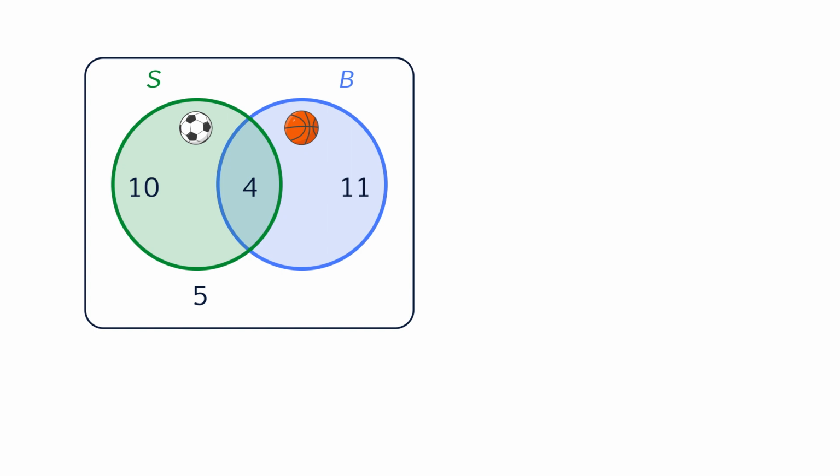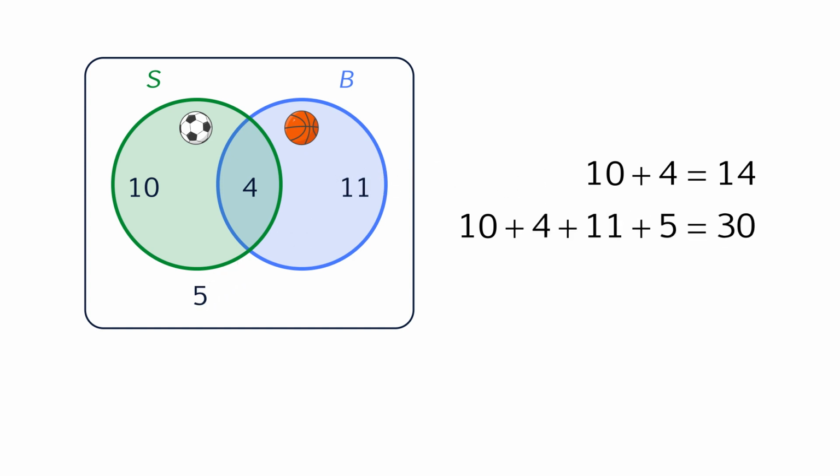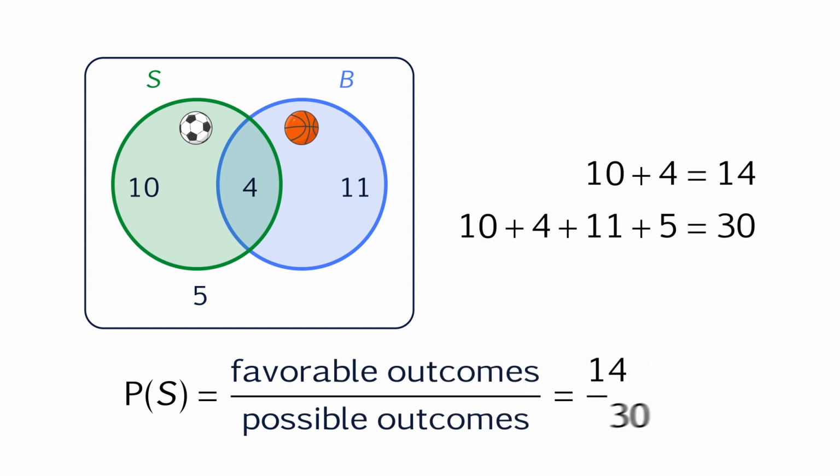Note that if it was important that they did not play basketball at all, then the intersection would not count as favorable. Adding these 2 regions together gives you 10 plus 4, which is 14. There are 14 favorable outcomes. To find the number of possible outcomes, you have to add all the outcomes in all the regions together. You take 10 plus 4 plus 11 plus 5, which equals 30. So there are 30 possible outcomes. The probability of a classmate playing soccer is 14 over 30, or 7/15.